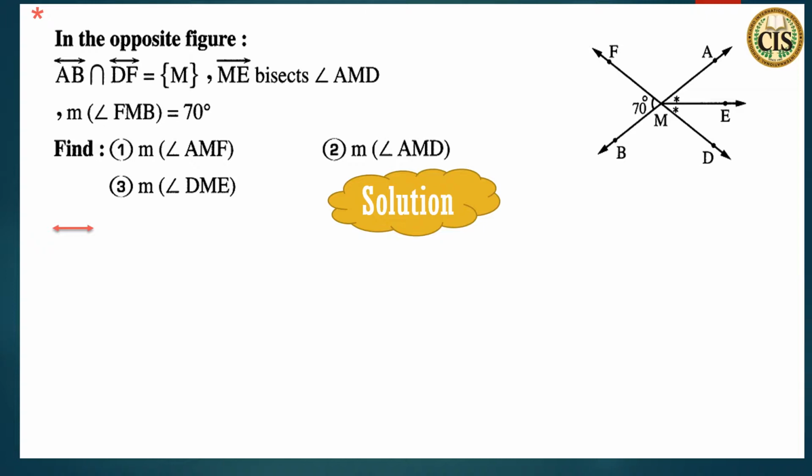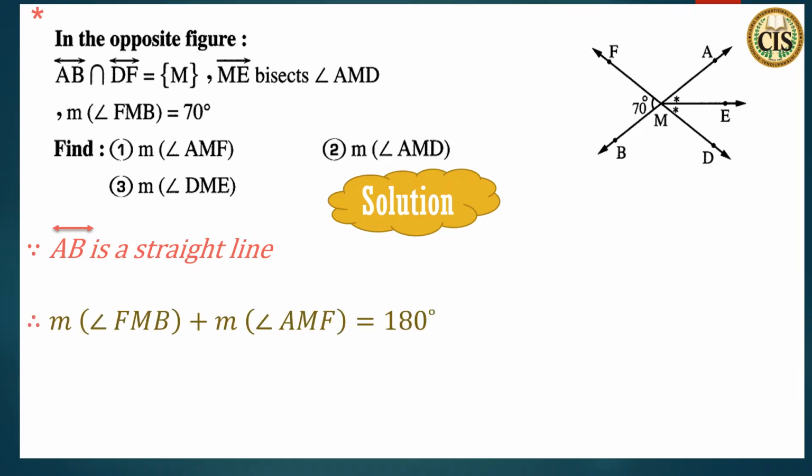To find measure angle AMF at first. Since AB is a straight line, then measure angle FMB plus measure angle AMF equals 180. Then measure angle AMF equals 180 degrees minus 70 degrees, which equals 110 degrees. This is number 1.